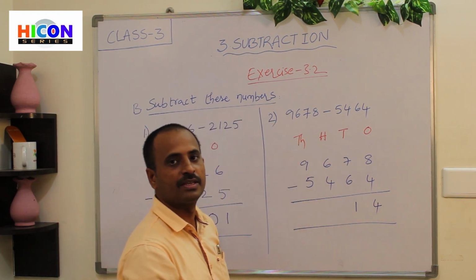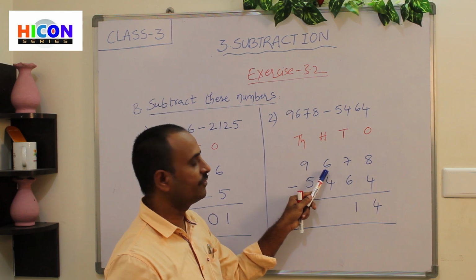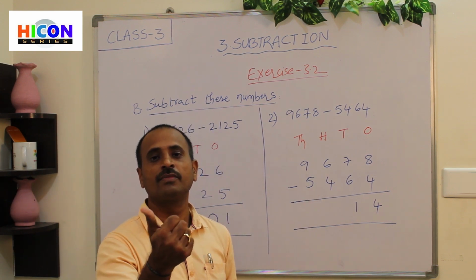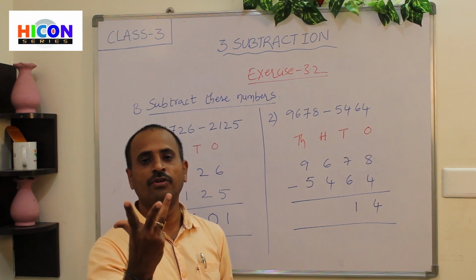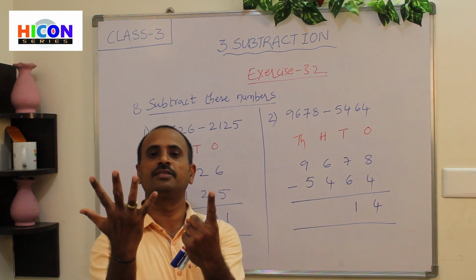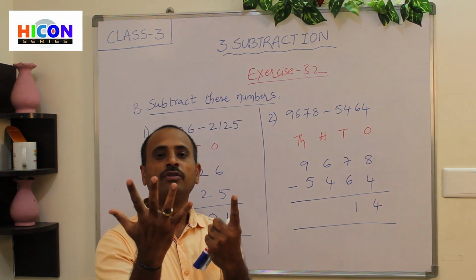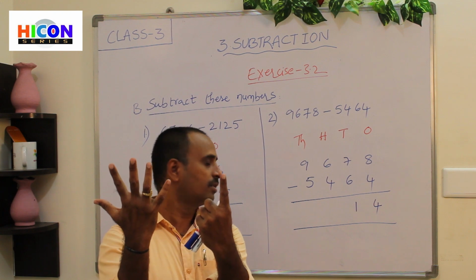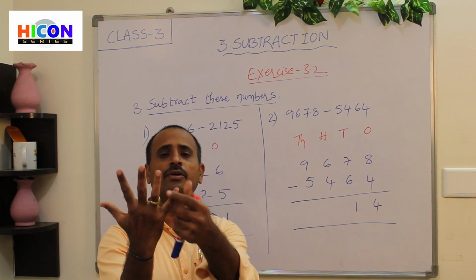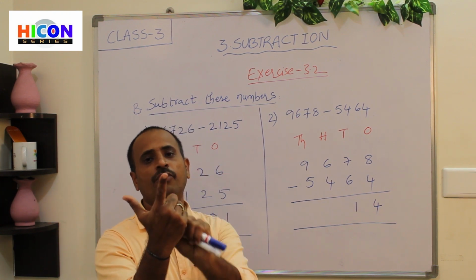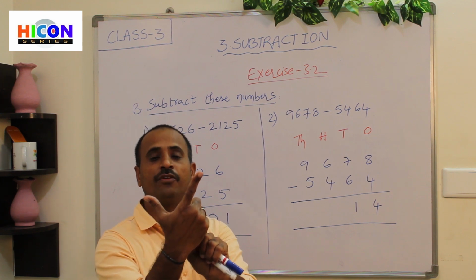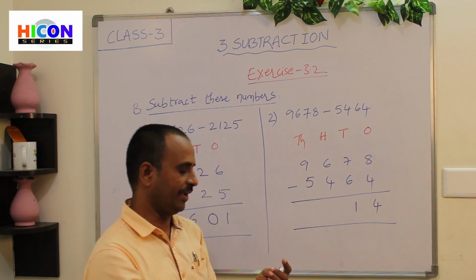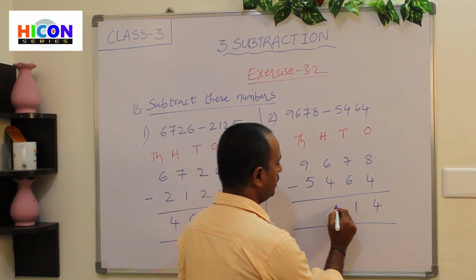Next go to hundreds place. So in hundreds place, what is the first number? 6. So open 6 fingers of your hand. It is 1, 2, 3, 4, 5, 6. These are the 6 fingers. Now close 4 fingers among these 6 fingers. So children, close 4 fingers here. 1, 2, 3, 4. I have closed 4 fingers. How many fingers are remaining? So there are 1, 2. There are 2 fingers remaining. So write 2 under hundreds place.